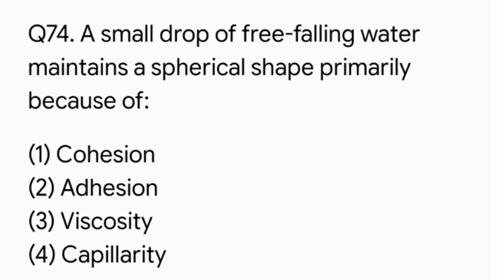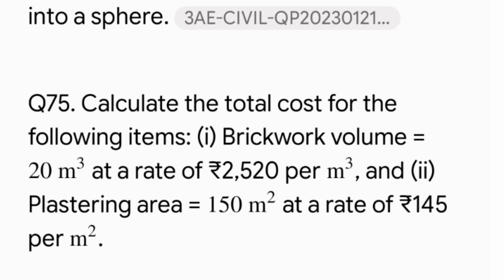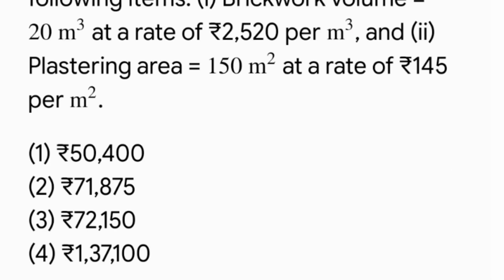Next question. Calculate the total cost of the following items: volume 20 meter cube at a rate of 2520 per meter cube, and casting area 150 meter square at a rate of 145 per meter square. Correct answer option 3, 72,001.